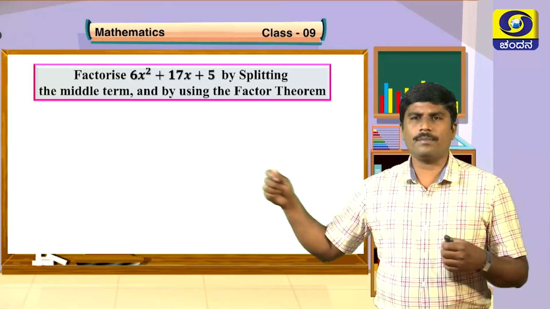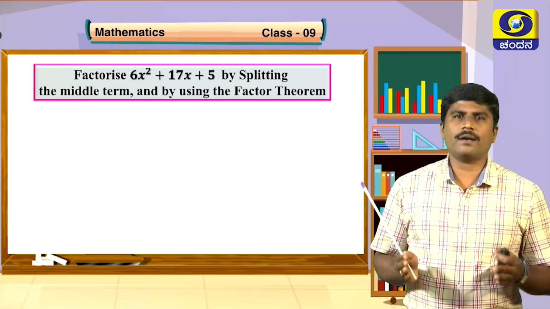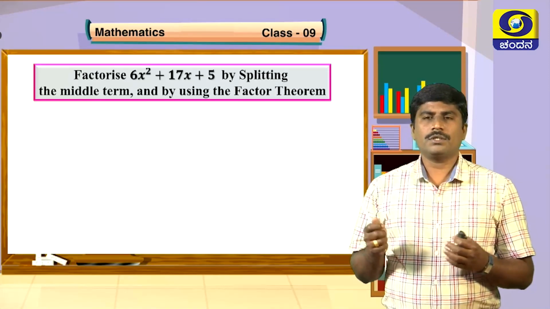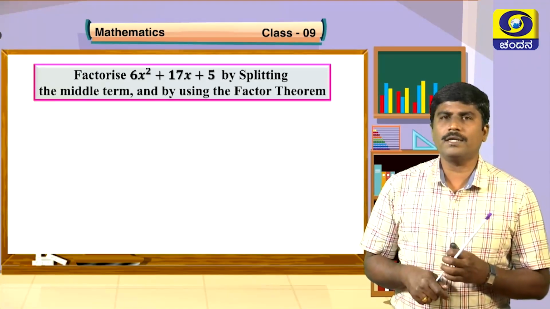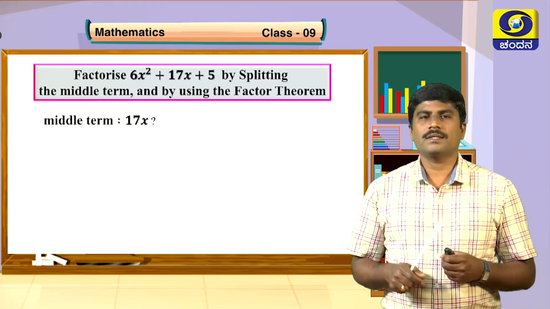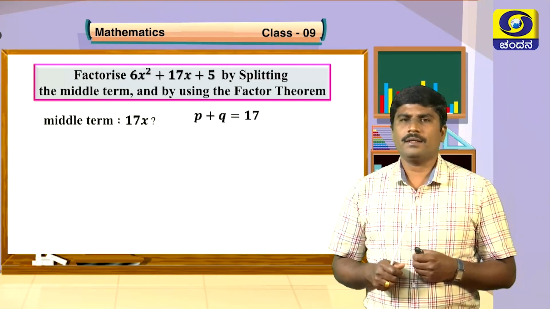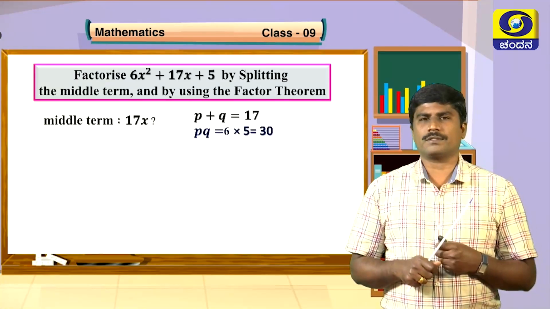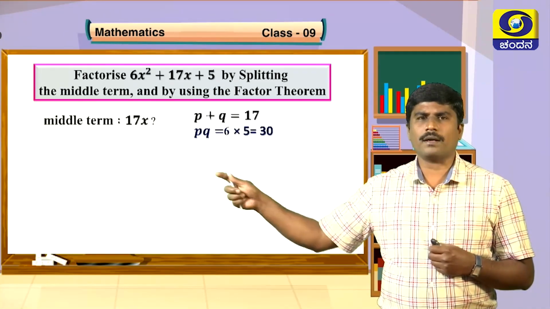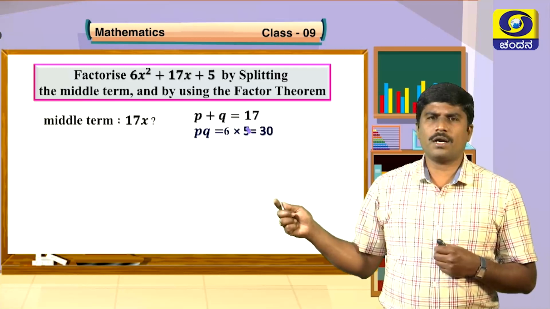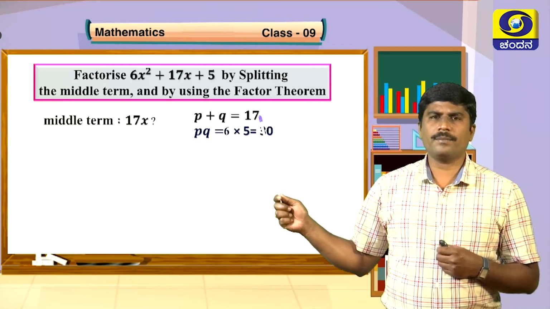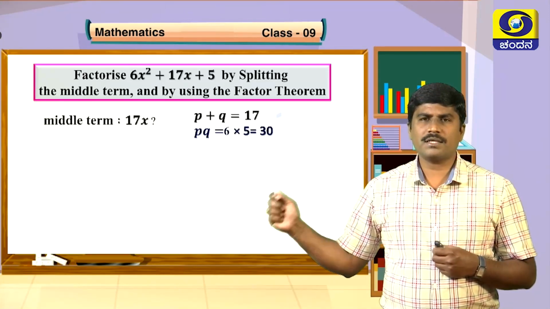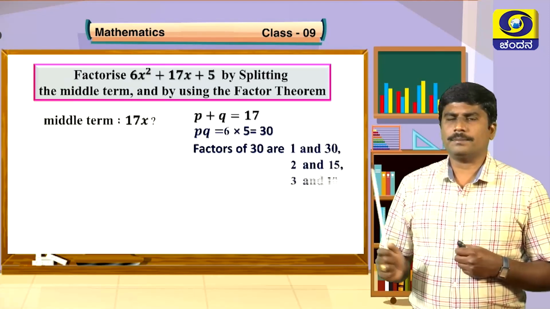Let us have one more problem here. Factorize 6x square plus 17x plus 5. Now we have to do splitting the middle term. Can you identify the middle term here, dear children? Yes, that is 17x, right? Now we have to write 17 as the sum of two numbers whose product is 6 into 5, which is 30. Their sum is 17.